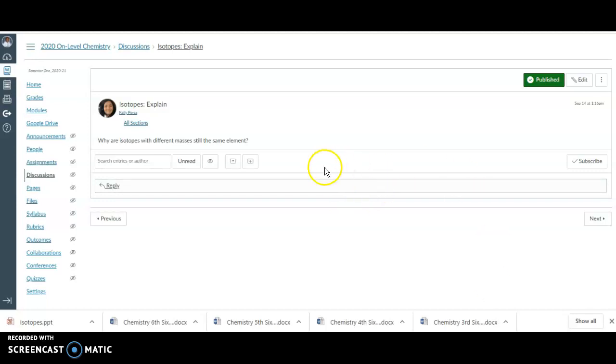Now this is a discussion question which I expect you to answer. Why are isotopes with different masses still the same element? So based on your activities that you did, I expect you to be able to explain, give a very short, maybe 5-sentence explanation of why they are different. And then after that, you click on next.